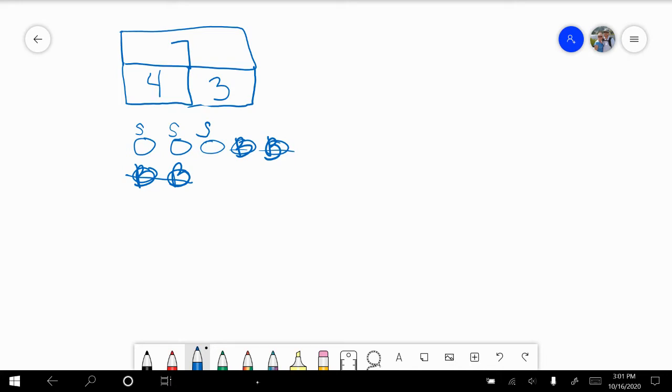How do we solve this problem? Or how do we write this problem? We'd have 7 minus 4 equals 3. That is how we use a math box and pictures to find out what is 7 minus 4 equal to.